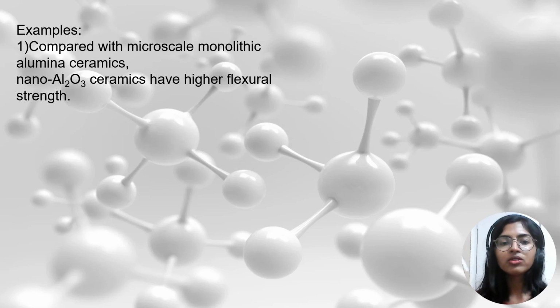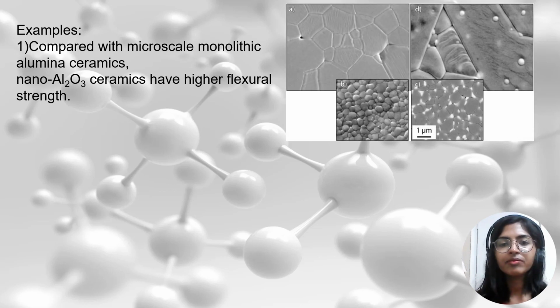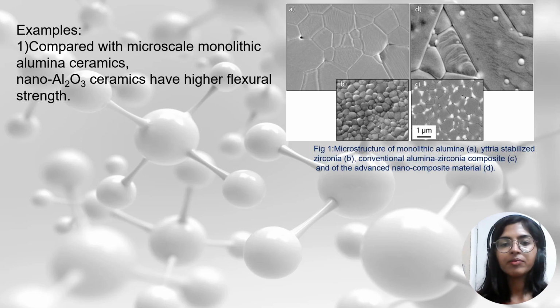Compared with microscale monolithic alumina ceramics, nano aluminum oxide ceramics have higher flexural strength. The image here shows nanoforms of alumina. It shows the microstructure of monolithic alumina, yttria-stabilized zirconia, and conventional alumina-zirconia composite.